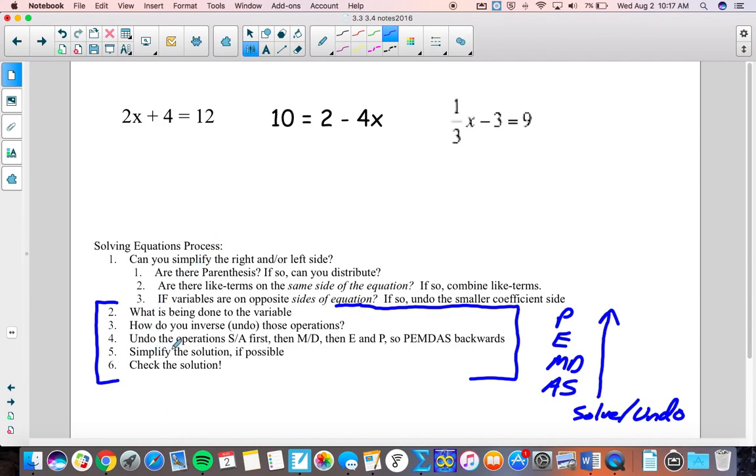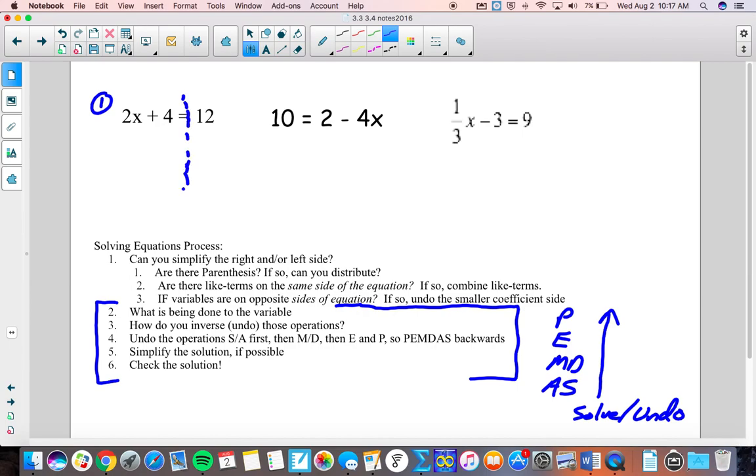And then you just simplify the solution if possible and check your answer like we've been doing. So basically nothing new, other than you might find that there's more than one thing being done to x. And when we figure out how to undo those things, we undo addition and subtraction first, if there is addition and subtraction. So let's give this a shot. Let's try number 1 here.